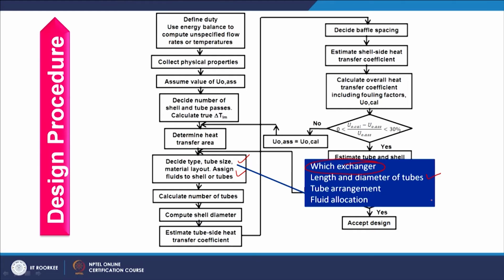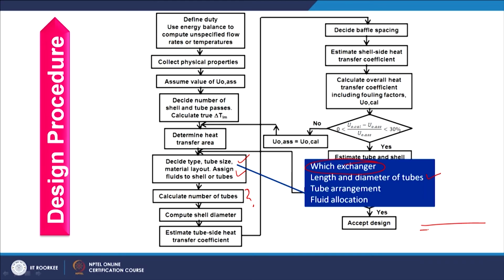So in this way you can decide the type of exchanger, you can decide the length and diameter of the tube, and then tube arrangement, and after that allocating the fluid, you can proceed to calculate the number of tubes. Right. Now, how we can calculate this number of tubes, that is very easy. Like total heat transfer area you have already calculated, but now you have to calculate area of one tube. Division of these two will give the number of tubes. Okay. Now the point is how you will calculate area of one tube. Okay. Your answer should be very simple, that pi d naught L should be the area of one tube.